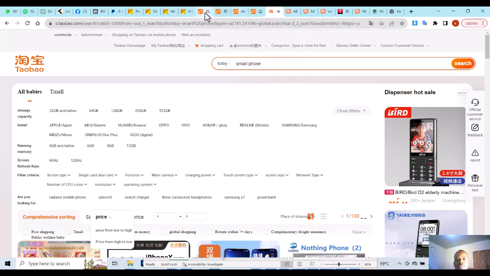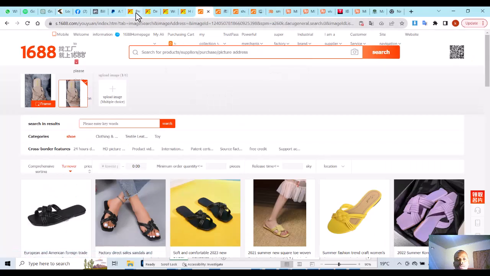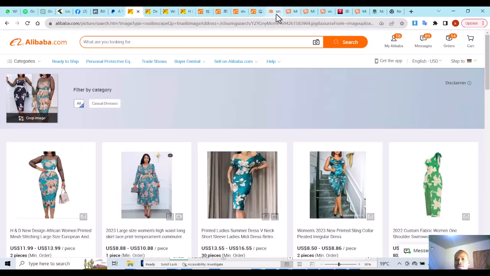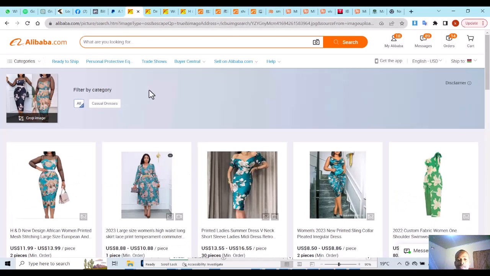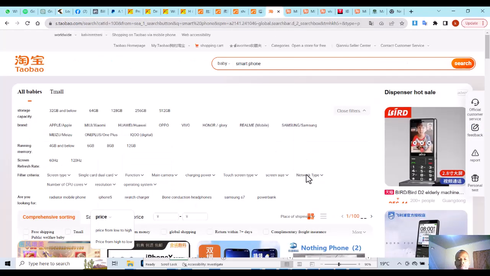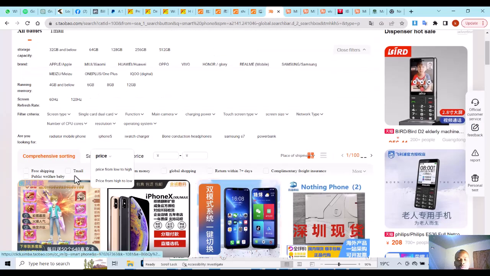So we discussed 1688, we discussed Alibaba, we discussed Taobao. I know when you are about to start ordering from China, you are going to see the difference and you are going to get the best website to go with depending on what you are looking for. If you are looking to get a supplier, to talk to the supplier directly, then go with Alibaba. That's the best. If you want to get some used cheap products, go with Taobao here.